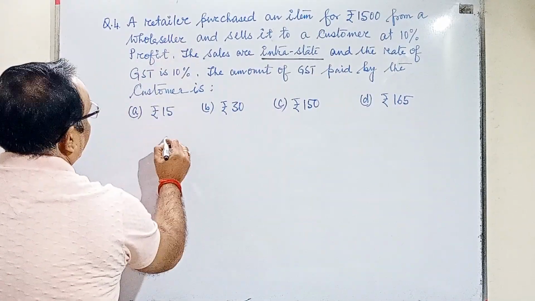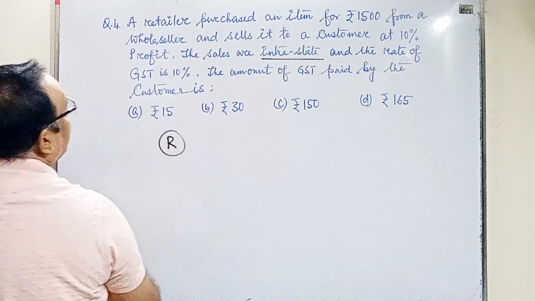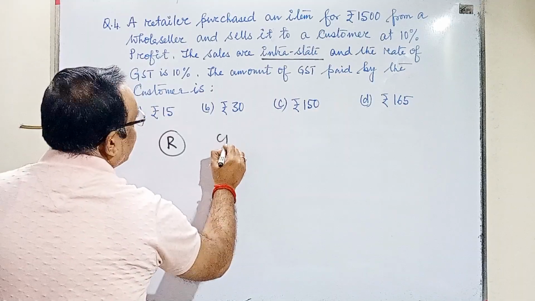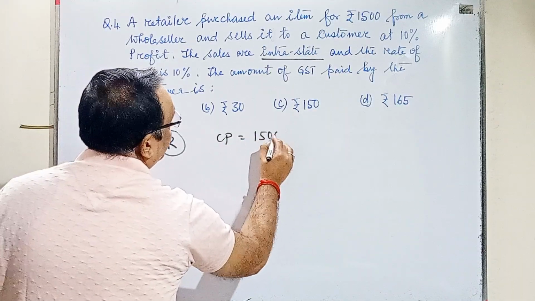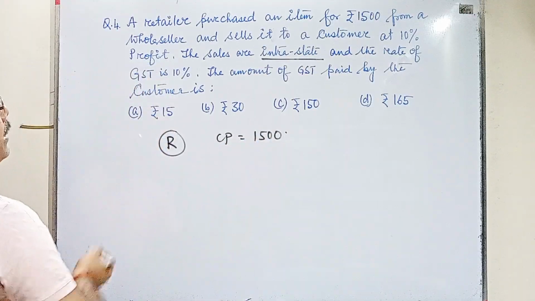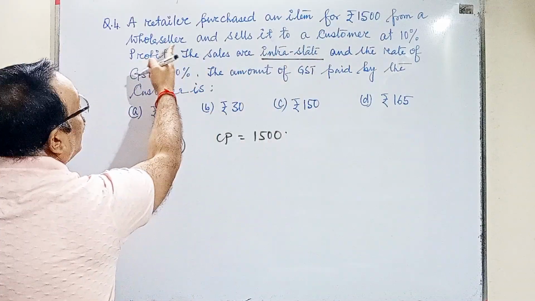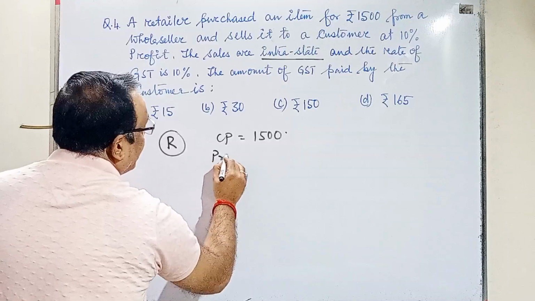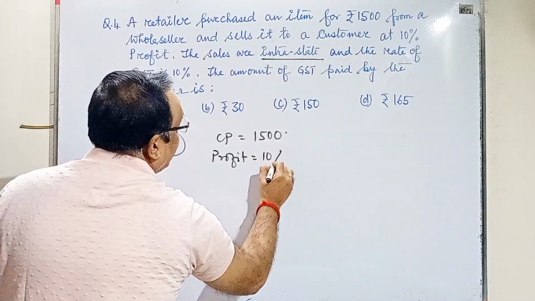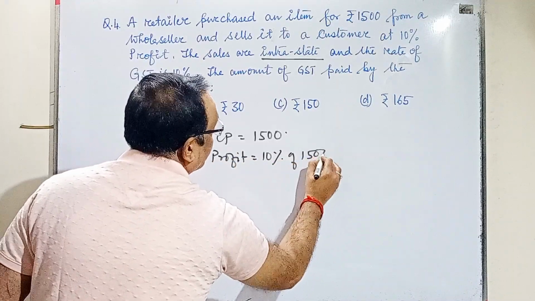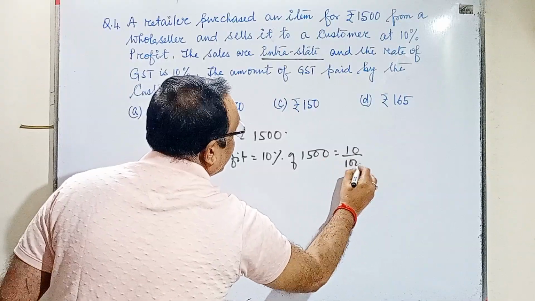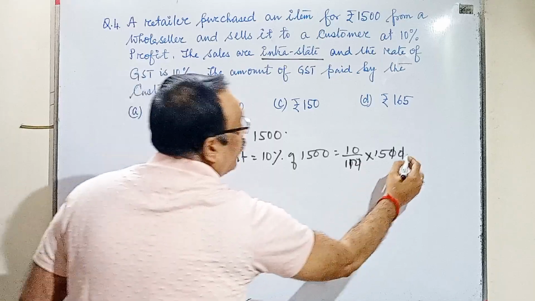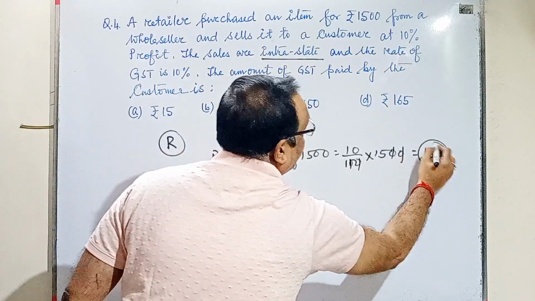So the retailer had purchased the item from the wholesaler at what price? At rupees 1500. So the CP is 1500, the CP of the retailer. Now he is selling it to the customer at a 10% profit. So what will be the profit? Profit will be 10% of 1500, that is 10 by 100 into 1500. So 150 rupees is the profit.